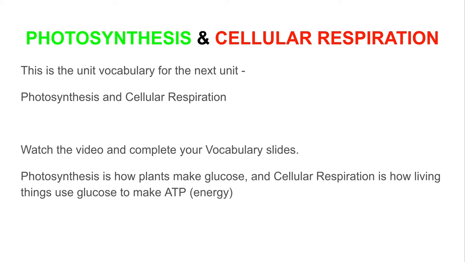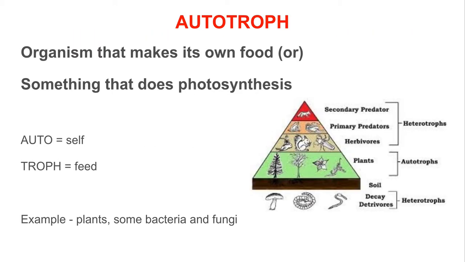So this is your unit vocabulary for photosynthesis and cellular respiration. Watch the video, pause it, make sure you understand it. Complete your vocabulary slides. I prefer it if you do the definition, a sentence, and the picture first, and then you come back and do all of the graphic organizers when you're done with that. Just a real quick overview. Photosynthesis is how plants make sugar or glucose, and cellular respiration is how living things use that glucose to make energy or ATP.